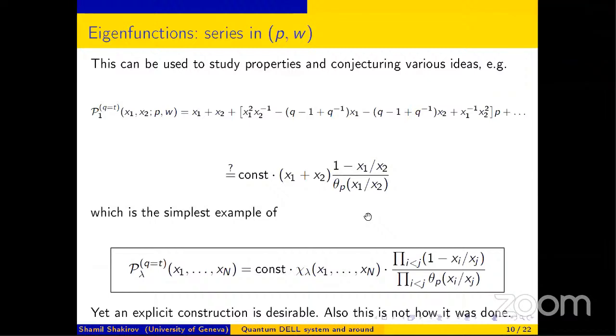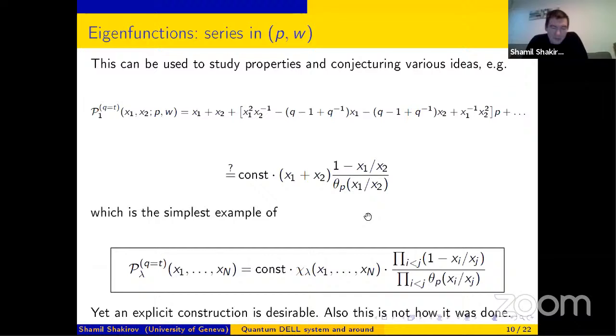Is it possible to somehow expand in the difference between q and t? Like in the case when q equals t, we know the exact answer, and we could take q divided by t minus 1 as a parameter and expand. This is an excellent question, and surprisingly, I haven't tried this.